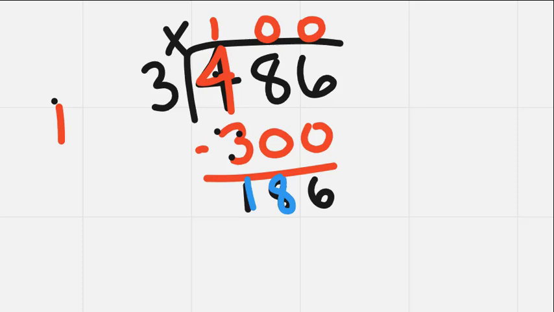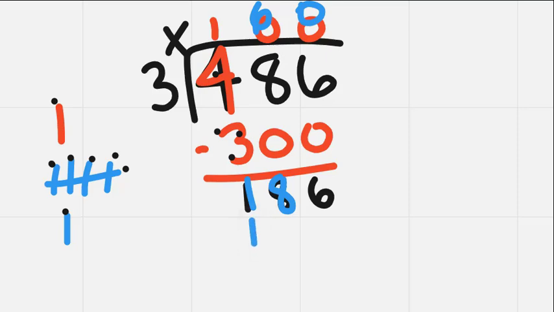We're going to count by 3 until we get to 18 without going over. 3, 6, 9, 12, 15, 18, 21. Oops, that's too high. We stopped at 18. Let's count. 1, 2, 3, 4, 5, 6. That means that we're going to add a 6 up top with a 0 as a placeholder. Then we'll multiply. 3 times 6 is 18, and we add the 0. Now we subtract. 6 minus 0 is 6, 8 minus 8 is 0, and 1 minus 1 is 0.